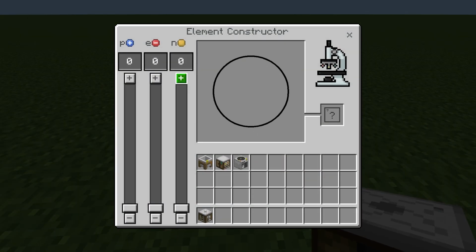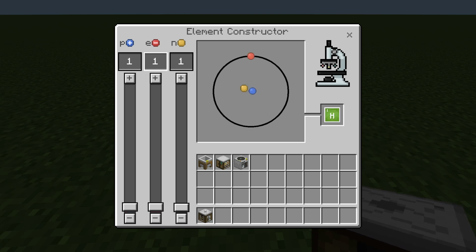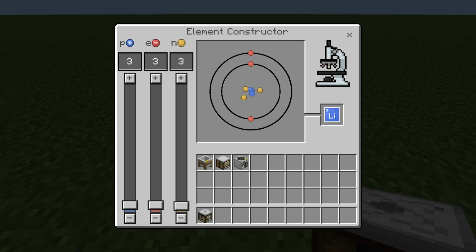In the element constructor, you can put in as many neutrons, protons, and electrons as you want. So if you put 1 proton, 1 electron, and 1 neutron, you get hydrogen. If you put 2 of each, you get helium. 3, you get lithium, and so on.